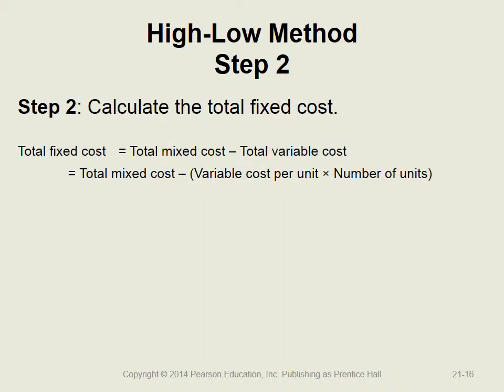Step 2 is to calculate the total fixed cost by subtracting the total variable cost from the total mixed cost. To do this, we must calculate the total variable cost as the variable cost per unit multiplied by the number of units. Here we use the high volume of 480 tablets and its total mixed cost of $1,960 in the formula. The result is a fixed cost of $1,000. Note that you can also use the lowest volume and its mixed cost in this formula to calculate the very same $1,000 total fixed costs.